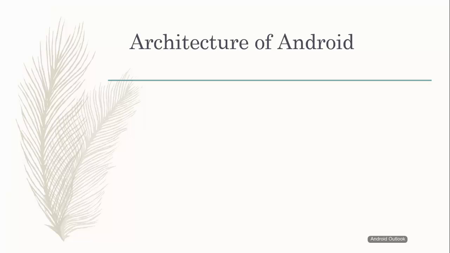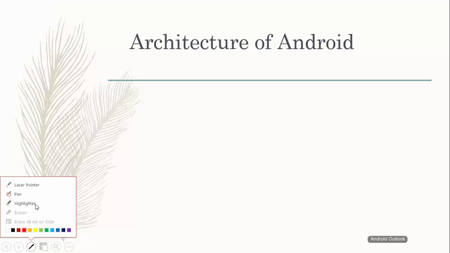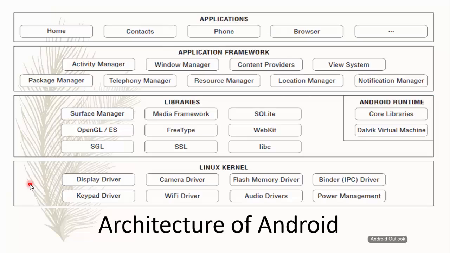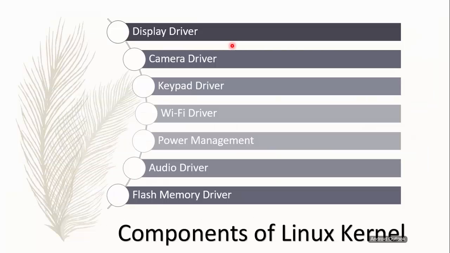Before directly going into Android apps development, let's understand the architecture of Android and have a brief overview of how different components of Android are responsible for making our app work. This is the architectural model of Android, and you can see the various components like Linux, libraries, Android runtime, application framework, and application layer. Now let's move on to the next slide and see the individual components and how they are responsible for our app.